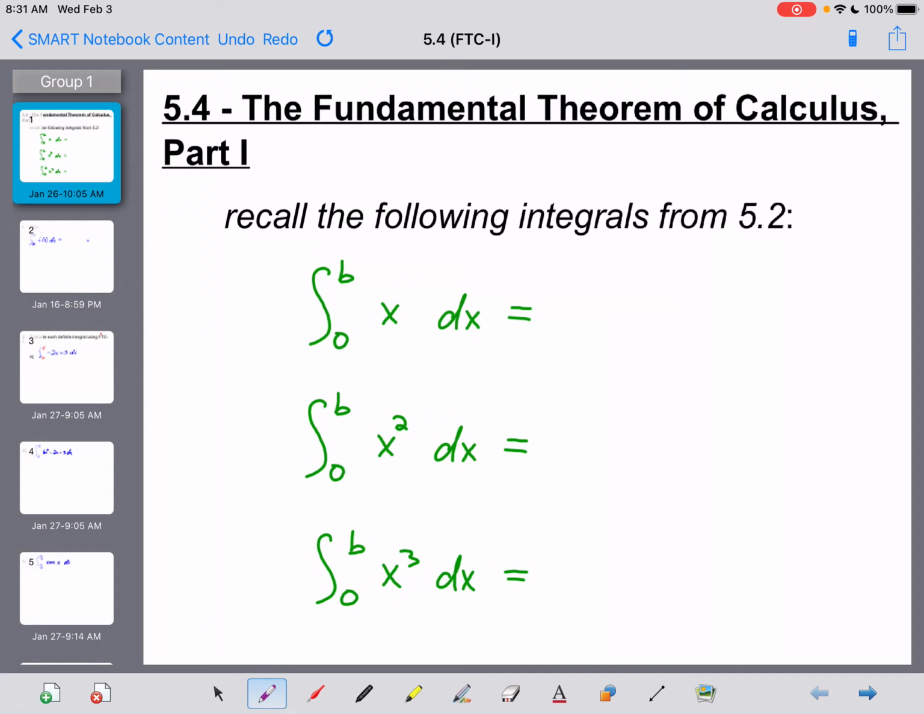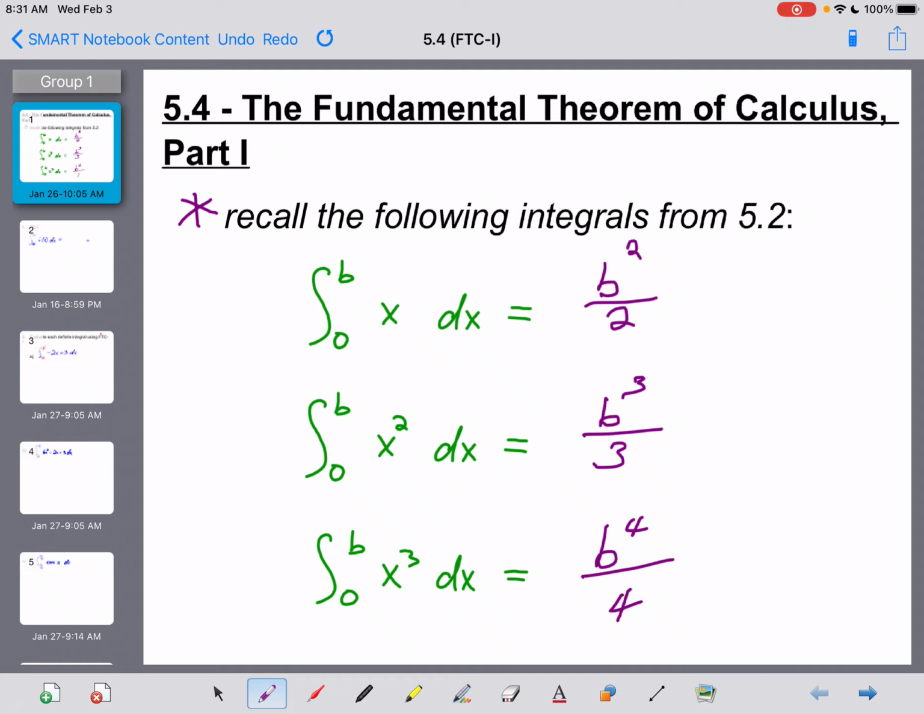So what we're going to start off by doing, guys, is recalling just a couple of integrals from section 5.2. These are in your notes already, two sections back. You don't need to write them down if you don't want to, but here we go. The integral from 0 to b of x dx ended up being b squared over 2. The integral from 0 to b of x squared dx ended up being b cubed over 3, and then the same integral for x cubed ended up being b to the 4th over 4.